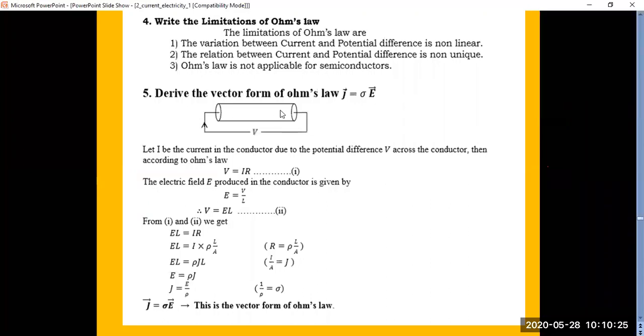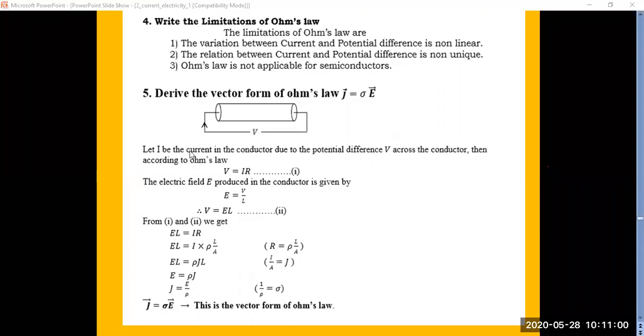We have a conductor, and across the conductor, we have a cell of potential V connected. That's your diagram. So one conductor or a wire, and V should be connected across it. The next thing is the derivation. Let I be the current in the conductor. If I is the current, the potential difference will be V. Then according to Ohm's law, V should be equal to I into R.